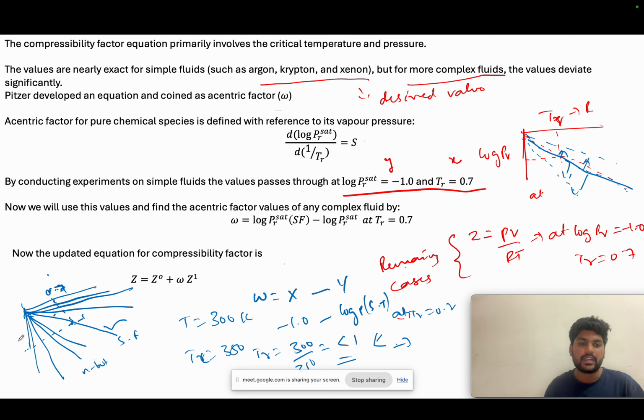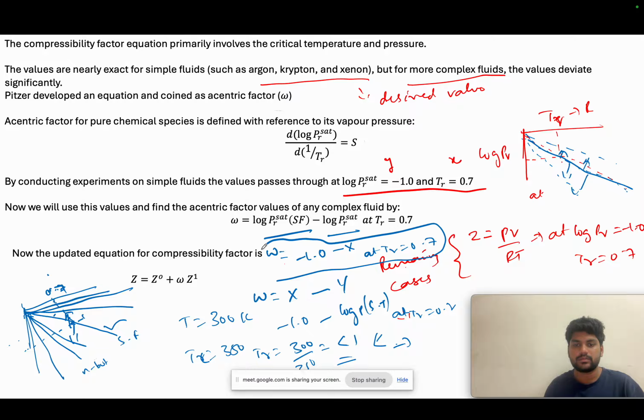And for the remaining factor, he took w, the eccentric factor, how much deviation is occurring, so that he subtracted it. That is minus 0.10 minus x at TR equal to 0.7. Then he used the same eccentric factor value here: Z equals Z naught plus w Z1. Assume this is a simple fluid where w naught will be 0. That is the basic condition he took. Then with w naught equal to 0, this equation will basically be PV by RT, but for the other case it is with the w value. Any doubts regarding this? If you don't understand any point, I will explain it again.